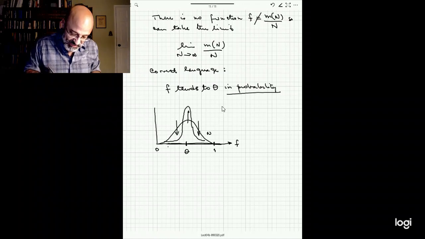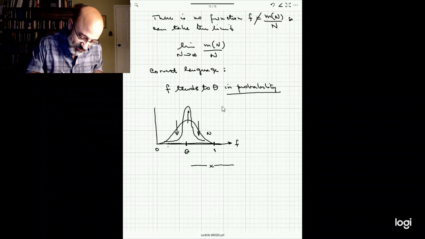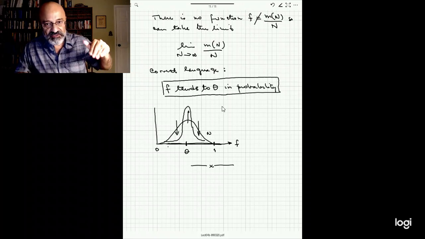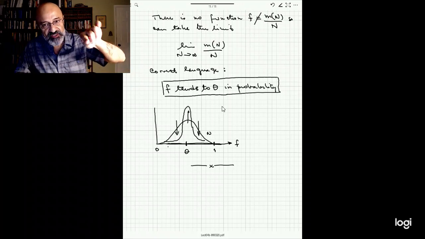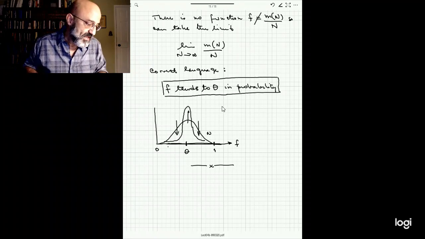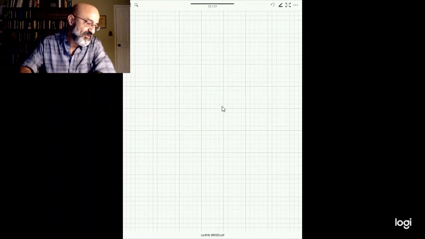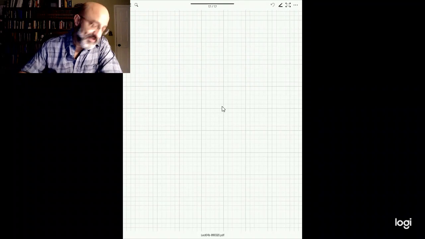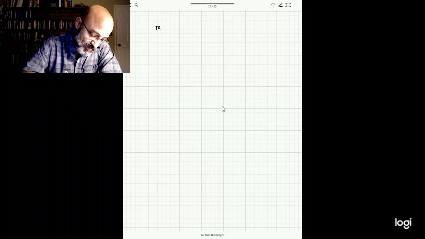Let me do an example of this. So this is crucial. This language is important. We're going to use it. It is not that f tends to something, it's rather that the probabilities of f tend to something. So suppose that we do the generalization that goes beyond the binomial case.